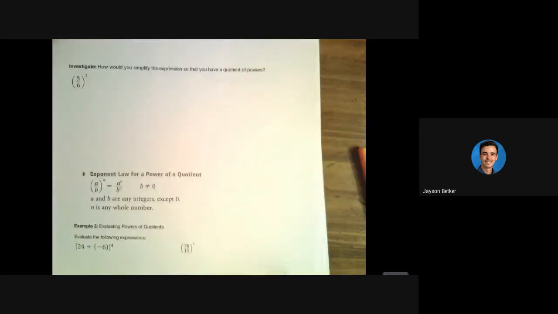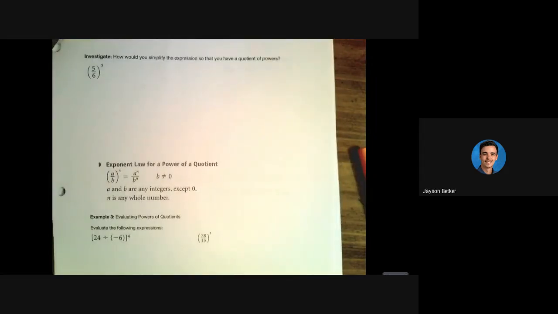All right. We are getting there. We are almost finished. Now, since we've talked about multiplication, it would only make sense that next we move on to talking about division. So how would you simplify this expression? Let's do the same thing that we did last time. Let's write this out in repeated multiplication form.